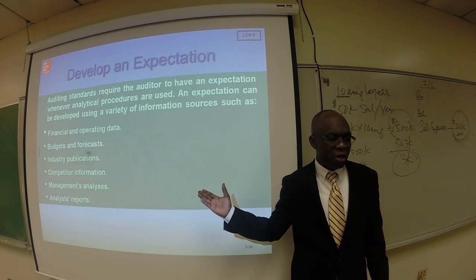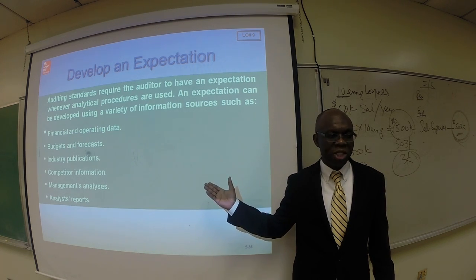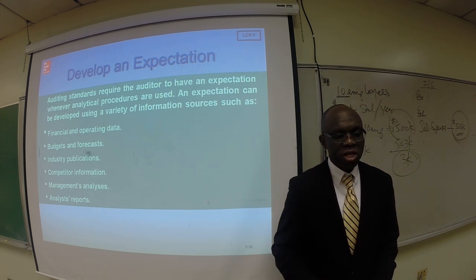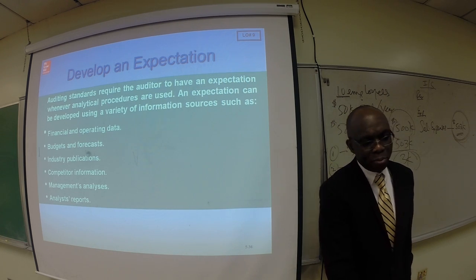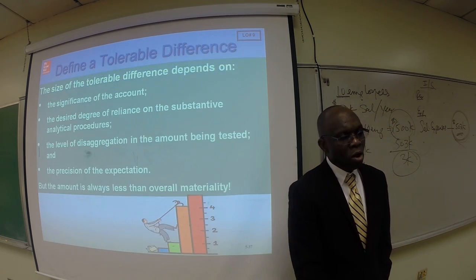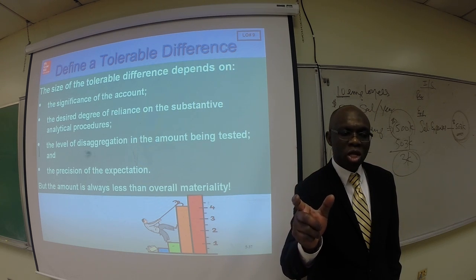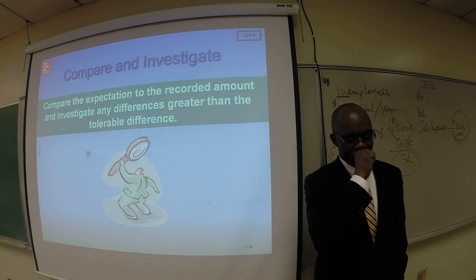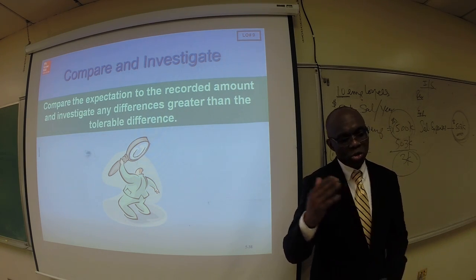Okay, moving along. We just talked about this. Develop an expectation. Auditing standards require the auditor to have an expectation whenever analytical procedures are used. An expectation can be developed using a variety of information sources such as financial and operating data, budget, forecast, and so forth. Define a tolerable difference. How much difference is the auditor willing to tolerate? Then you compare the expectation to the recorded amount and investigate any difference if it is greater than the tolerable difference.